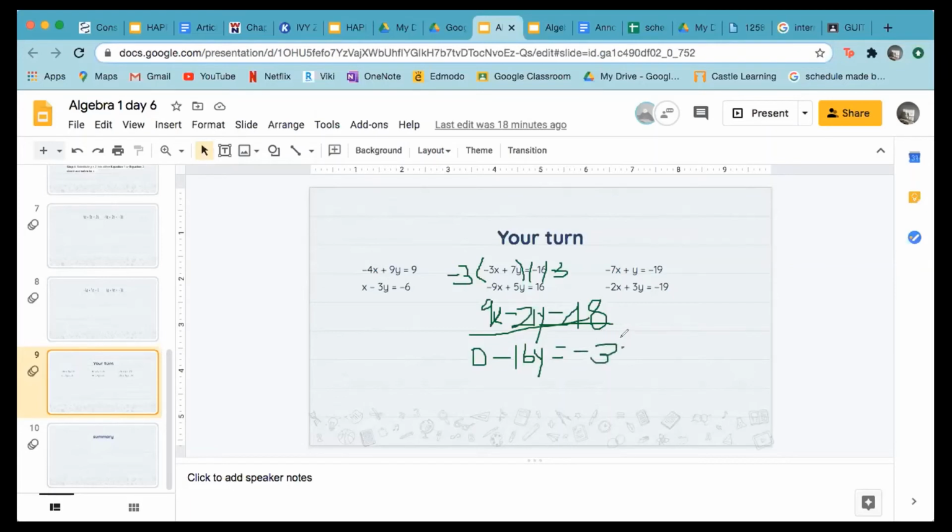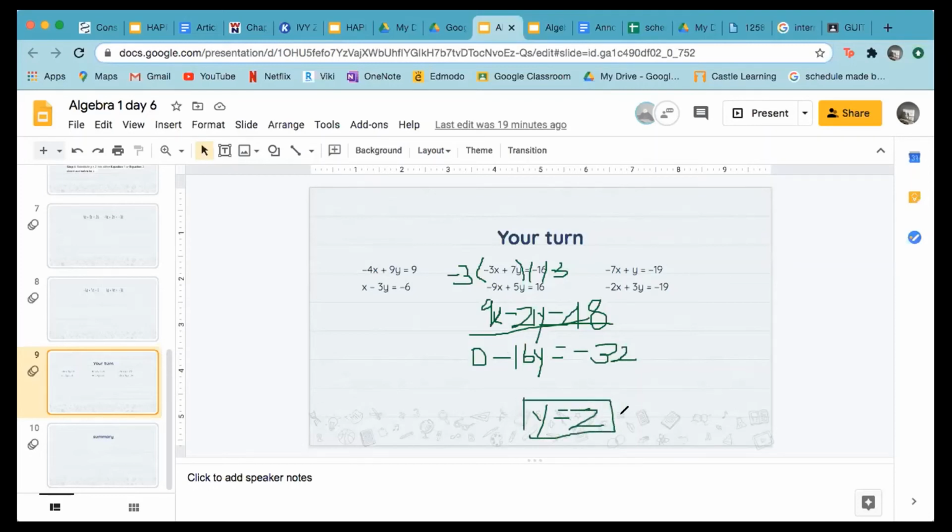How do we just get y here? Divide by 16. Just 16? Nothing else? No, you're right, 16, but you're missing something. What are you missing? Oh, the negative. Right, don't forget about the negative. So after you divide, what do you get? 2. Good. So y equals 2.